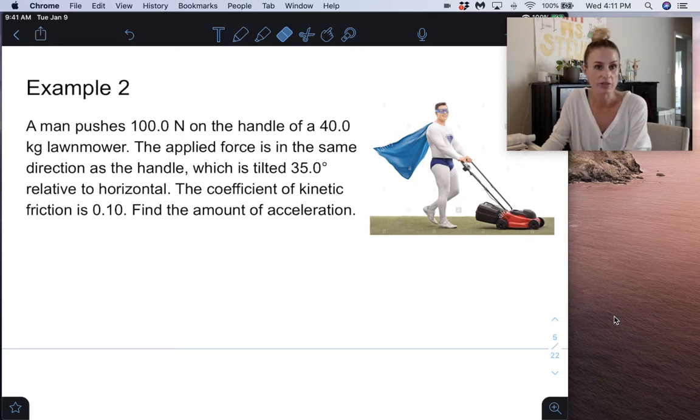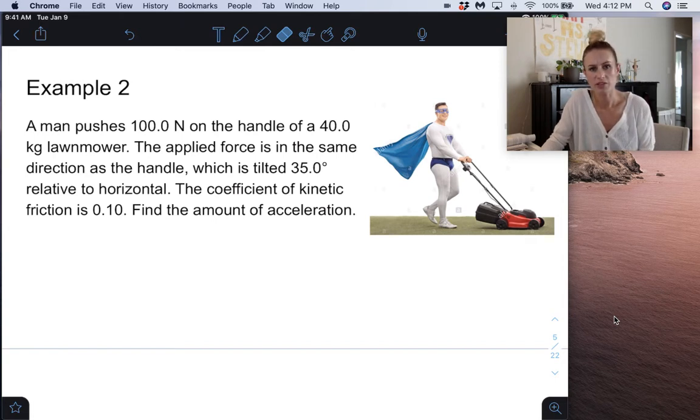All right, example number 2 says a man pushes 100 newtons on the handle of a 40-kilogram lawnmower. The applied force is in the same direction as the handle, which is tilted 35 degrees relative to the horizontal. The coefficient of kinetic friction is 0.1. Find the amount of acceleration.